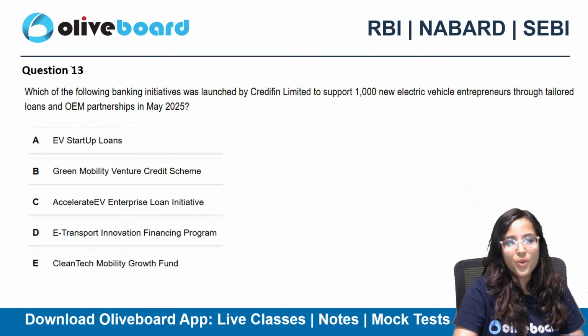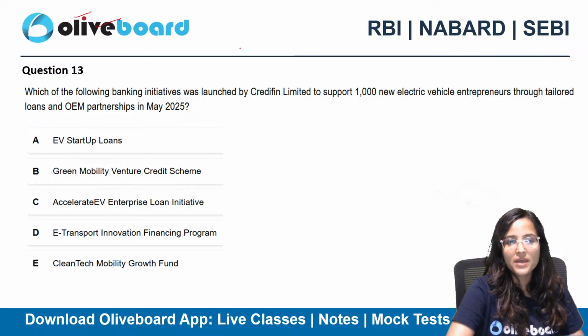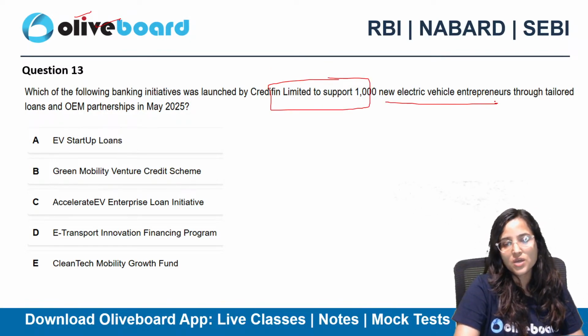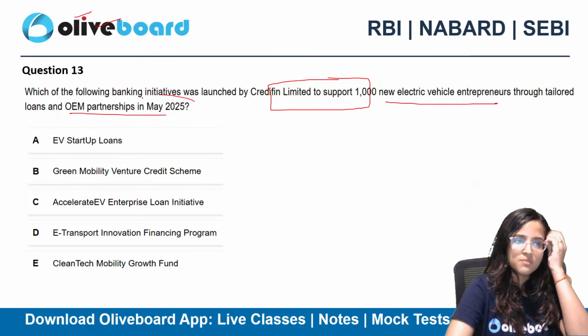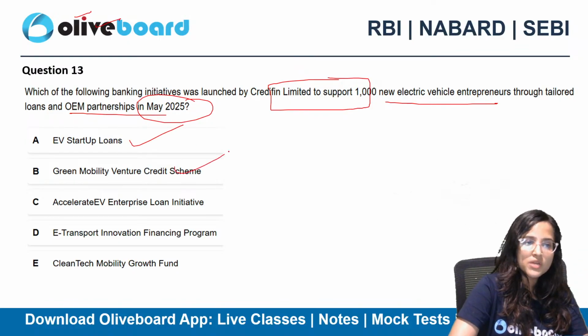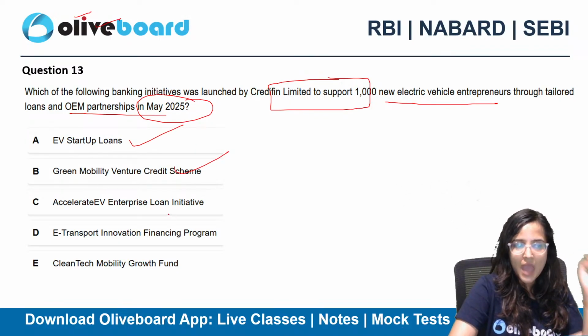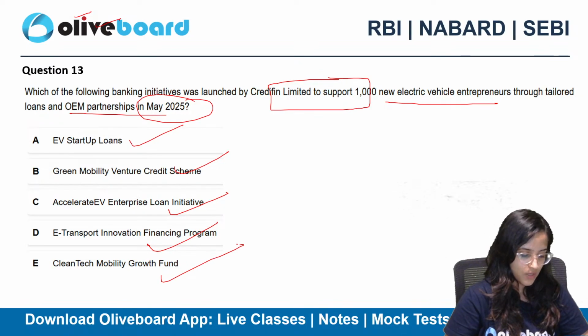Question 13. Which of the following banking initiatives was launched by Creditin Limited to support 1,000 new electric vehicle entrepreneurs through tailored loans and OEM partnerships in May 2025? EV startup loans, Green Mobility Venture Credit Scheme, Accelerate EV Enterprise Loan Initiative, E-Transport Innovation Financing Program, or Clean Tech Mobility Growth Fund? What is the answer?